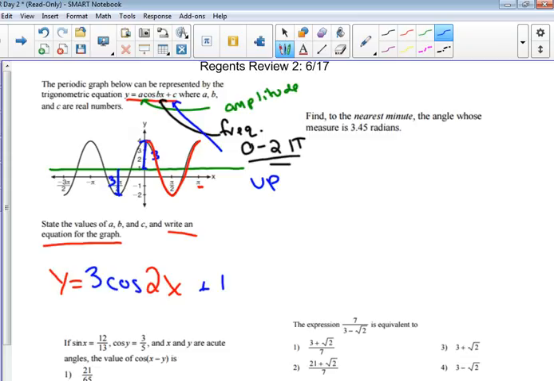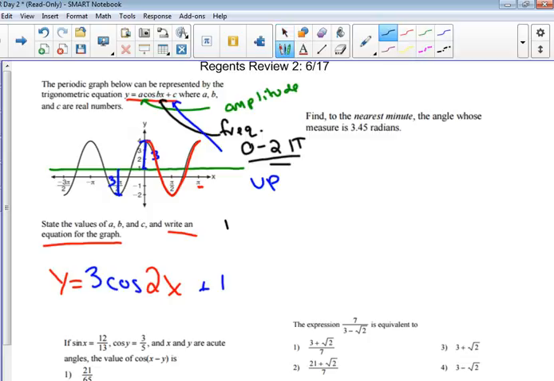And with these kinds of questions, I don't know what you guys will see. They might ask you something easy, like what's the period of the trig graph. They might ask you what's the amplitude. They might ask you an equation.